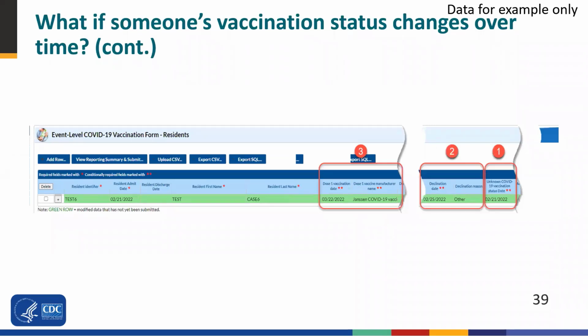As time goes on, the resident changes their mind, and on 3/22, they agree to receive their first dose of COVID-19 vaccine. This can also be updated in the same way. Click on the cell corresponding to dose 1 and provide the date and vaccine manufacturer name. As always, after making updates or adding new data, please click the View Reporting Summary and submit for all weeks impacted by a change. You will repeat this process once again once the individual receives any additional or booster dose.